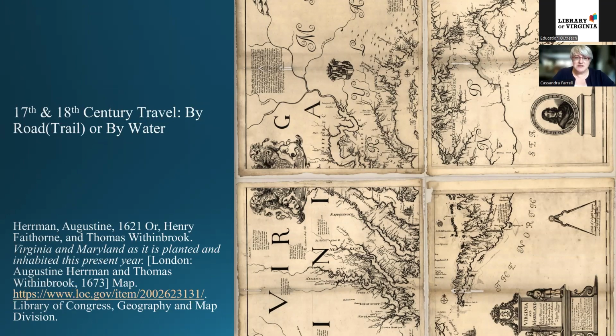American colonists, British colonists, also traveled by water. In fact, this was one of the main ways in which you traveled in colonial America, especially in the 17th and early parts of the 18th century. There were roads, but it was just as easy to travel by water.